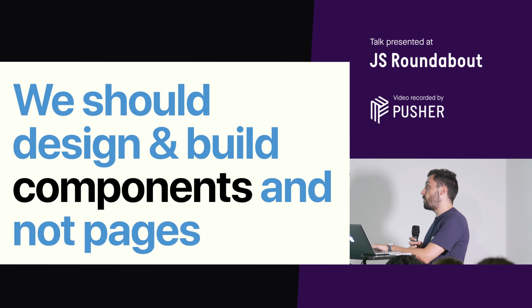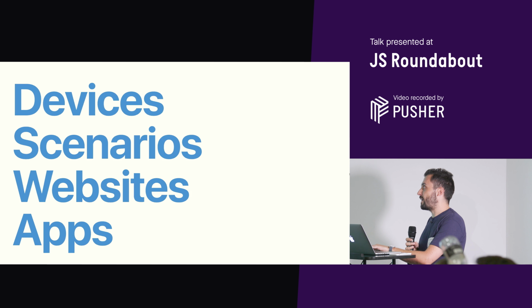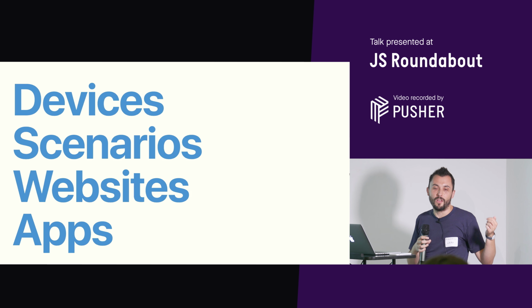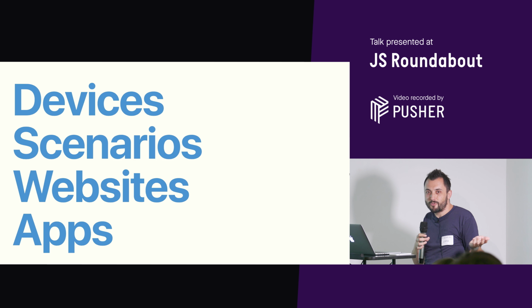And the reason why we should do that is because today, and not just today as in 2018, but I guess in the last 10 years on the web, we design and build a lot of everything. We design and build for a lot of devices, and for a lot of scenarios. Devices like your phone, your tablet, your computer, your fridge, because fridges can browse the internet, I don't know why, your cars, if you're rich enough and you have a Tesla, good for you.